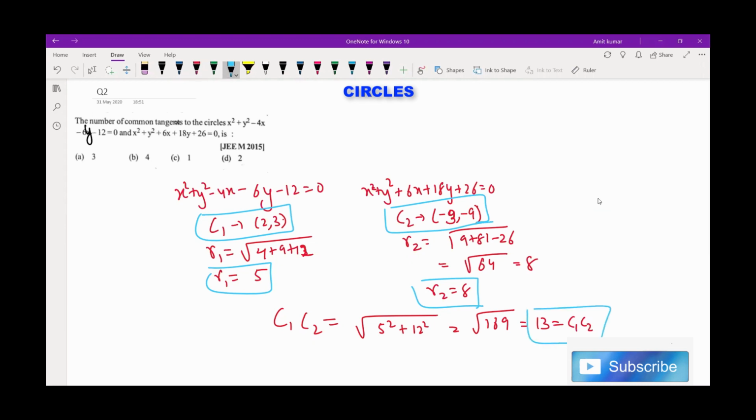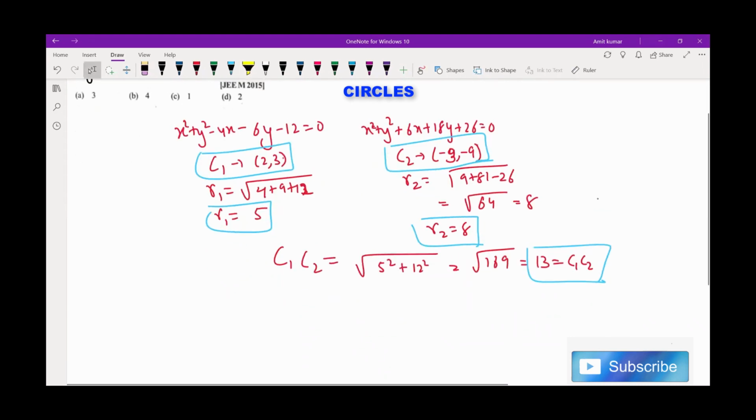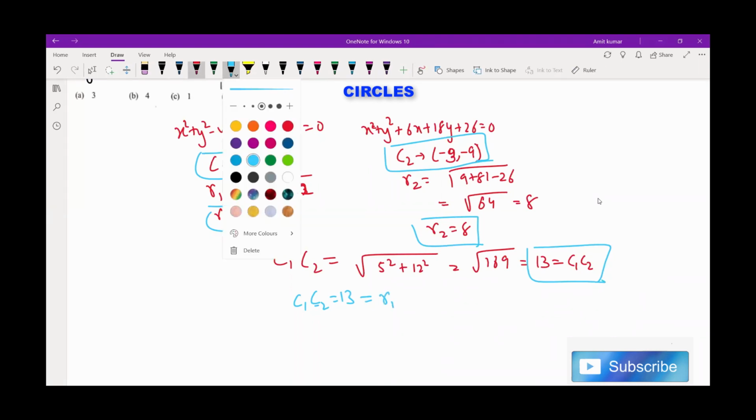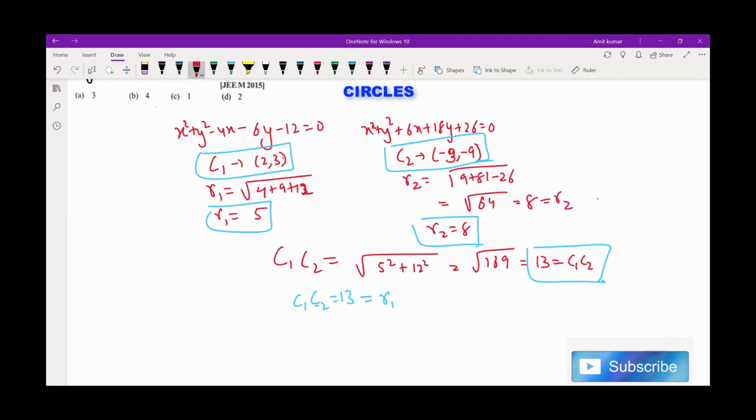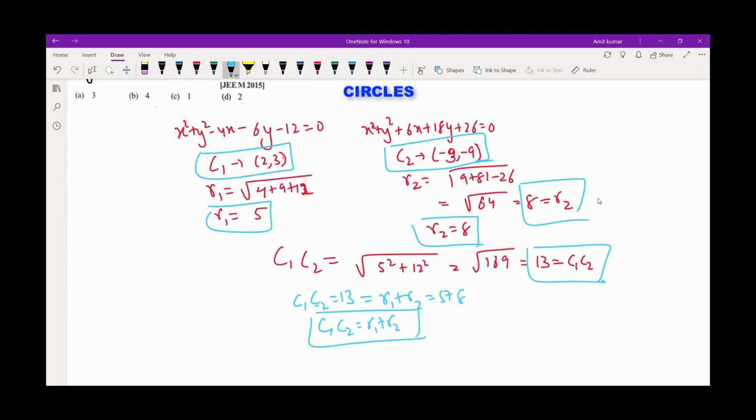Now we just have to check the relation between the centers and radii. The distance between centers c1 c2 is 13, and this is equal to r1 plus r2, because r1 is 5 and r2 is 8. So if c1 c2 is equal to r1 plus r2, in that case two circles touch each other externally.